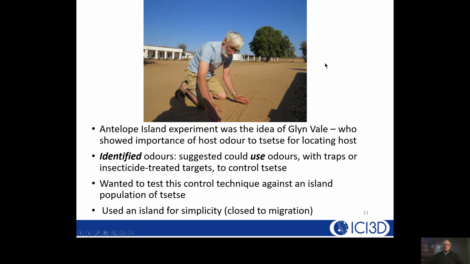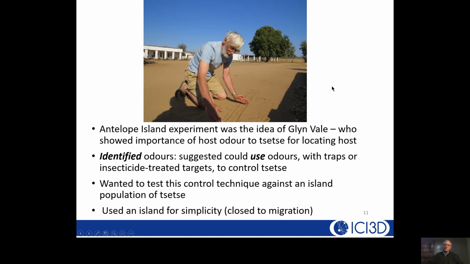Now, the experiment was actually designed by Glenn Vale, with whom I've worked for the last 50 years. And the important thing that Glenn did was to find that tsetse flies use odors to find their host. That's how they actually get to feed. And what he and I and others have done is to actually isolate those odors. And then the question arose, well, if we can do that, perhaps if we put them out at sufficient concentration, we could actually pull in sufficient numbers of flies to use it to control or even eradicate tsetse flies. And so that was the hypothesis, that we could possibly do this.